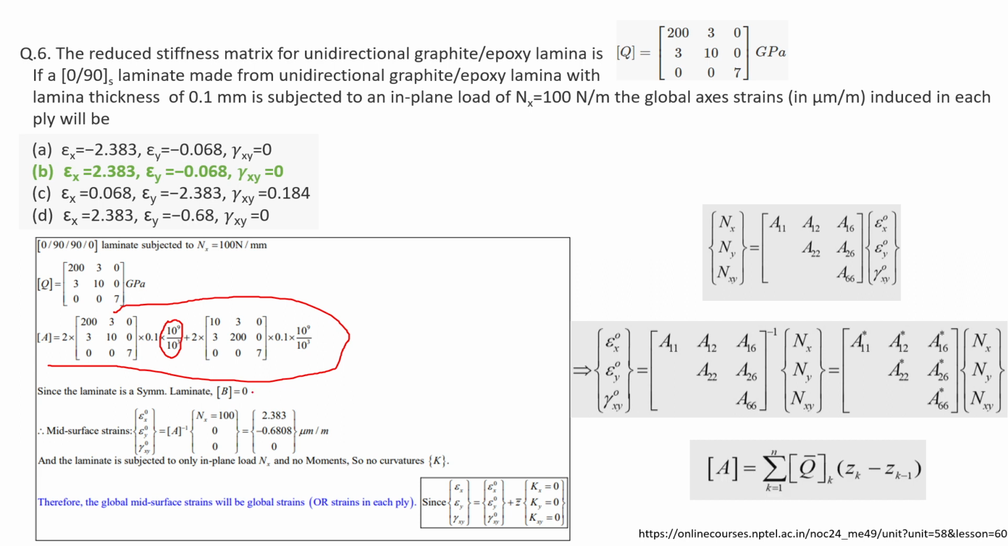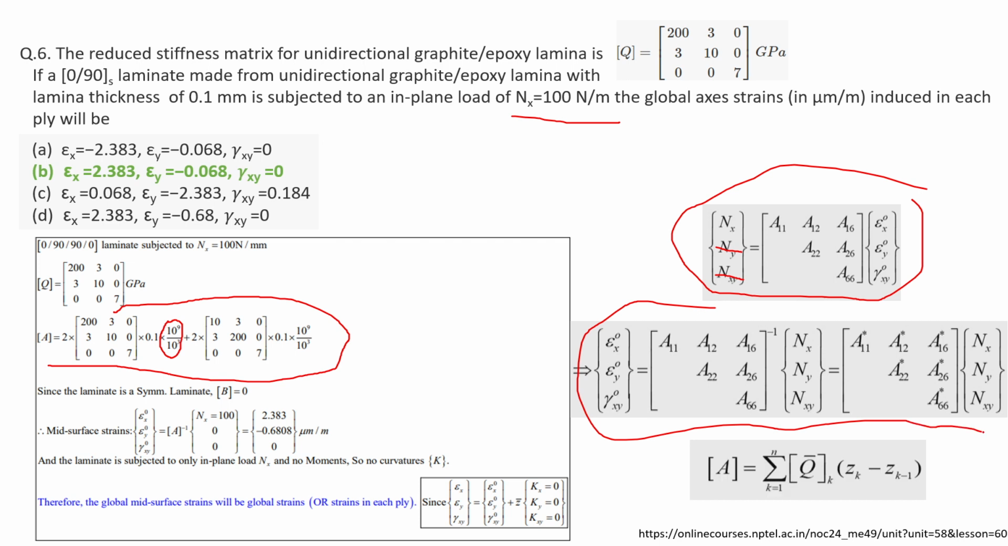Since this is a symmetric laminate, the B matrix will be equal to 0, and from this equation we can get the mid-plane strain. We will invert the A matrix and multiply it with the loads. Only the Nx value is given, equal to 100 Newton per meter. Ny and Nxy values are equal to 0. From this equation we will get the value of the mid-plane strains. So the mid-plane strains equal A inverse multiplied by the load, with Nx equal to 100.